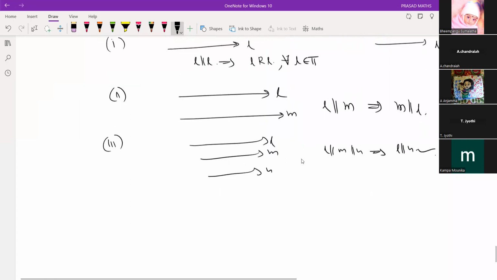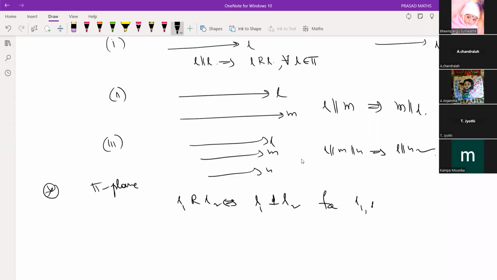What about the perpendicular relation? You take a plane. L1 is related to L2 if and only if they are perpendicular. Not equivalent. Sir, it is not reflexive.